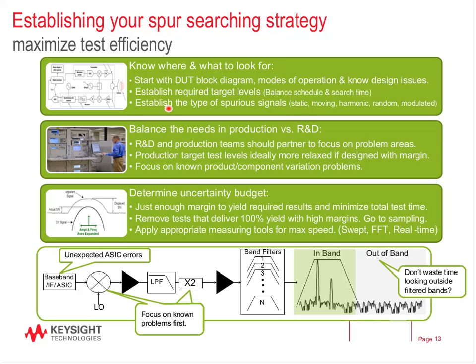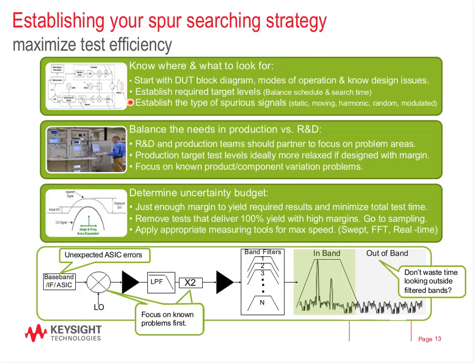Next, you want to establish your required target levels. So you don't want to just start randomly looking at any and all spurs. You want to find out how low you need to go. Do you care only about minus 50 dBc spurs, or does your device require minus 100 dBc? That can make a huge impact in terms of how much time you're going to spend looking, and you've got to balance that with your schedule and the time you have available.